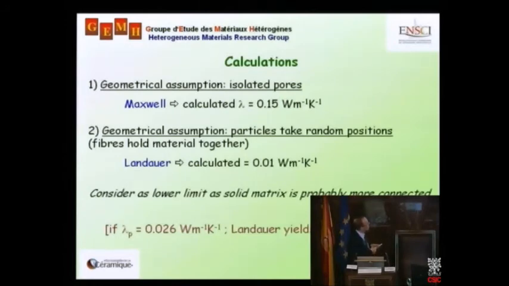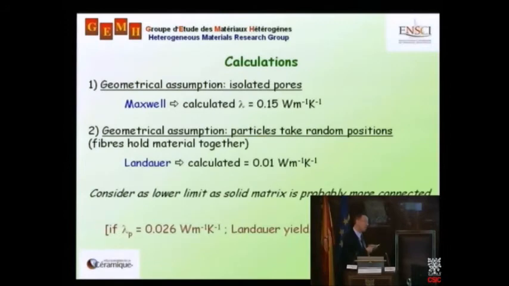So the second approach is to say, well, the role of the fibers could be to hold the system together and to allow the particles to adopt random positions. If that's the case, we could then use Landauer's prediction. If we do that, this gives us a value of about 10 milliwatts per meter per Kelvin. So this is doing rather well.